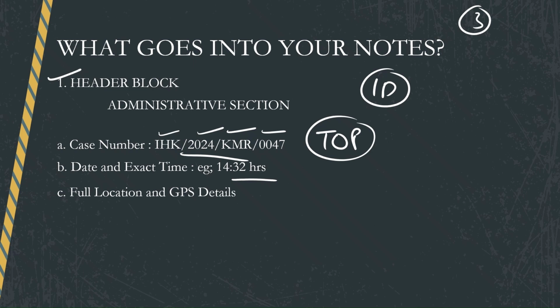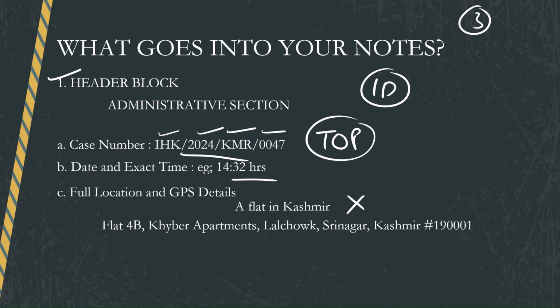Then you have to write about the full location and GPS details. You have to write the complete location of the scene. Do not write a flat in Kashmir. Instead, you can write flat 4B, Khyber Apartments, Lal Chowk, Srinagar, Kashmir, along with the pin code of that location. And if GPS coordinates are available, include those as well.